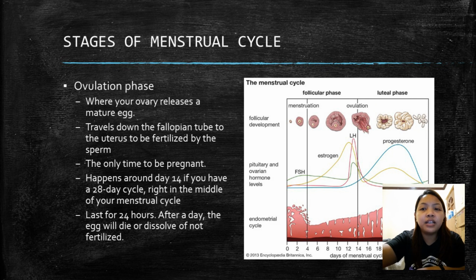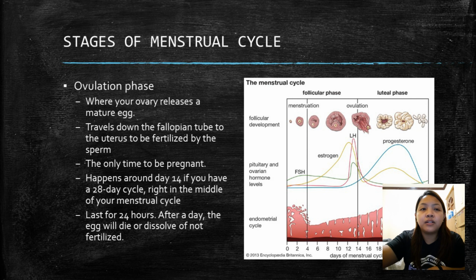Next is the ovulation phase, where your ovary releases a mature egg, which travels down the fallopian tube to the uterus to be fertilized by the sperm. This is the only time you can get pregnant. It happens around day 14 if you have a 28-day cycle, right in the middle of your menstrual cycle. It lasts for 24 hours. After a day, the egg will die or dissolve if not fertilized.